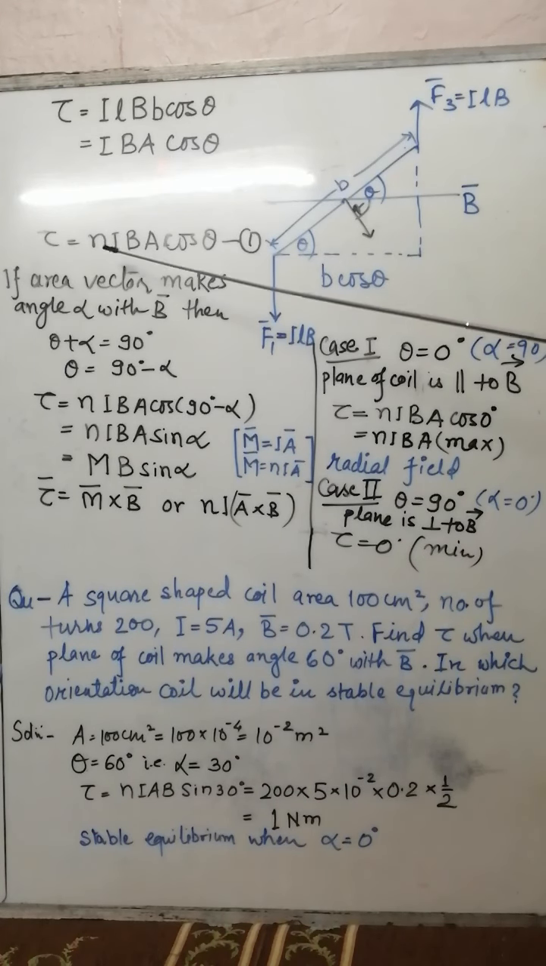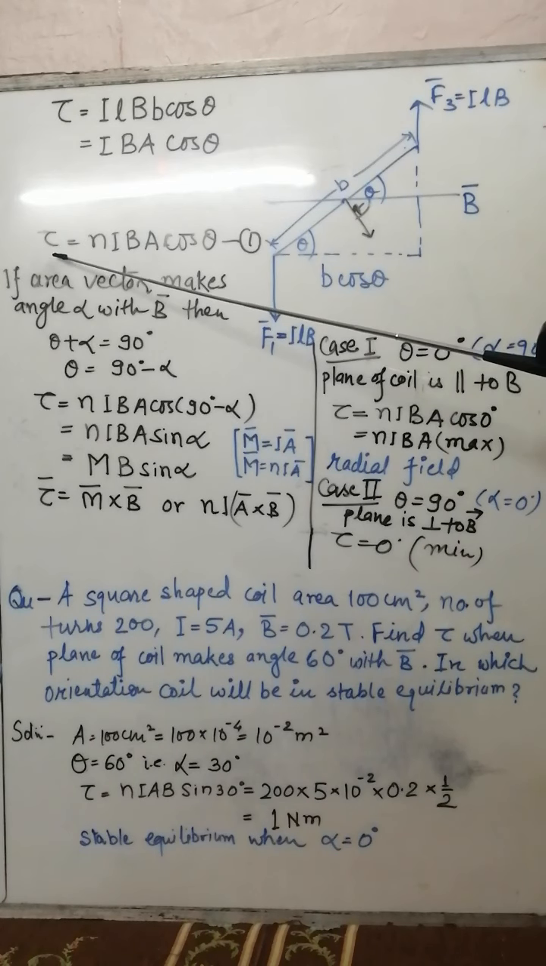Okay, if N turns are there of that current carrying loop, so we can write it like tau is equal to NIBA cos theta. Okay, we have seen that the plane of the loop is making angle theta with that magnetic field.